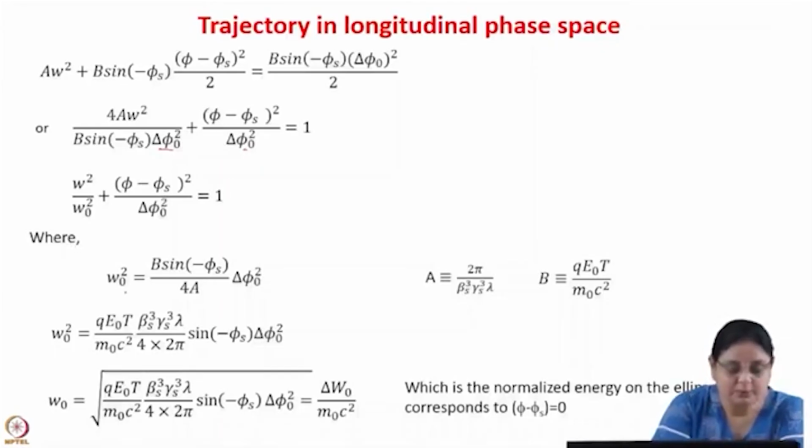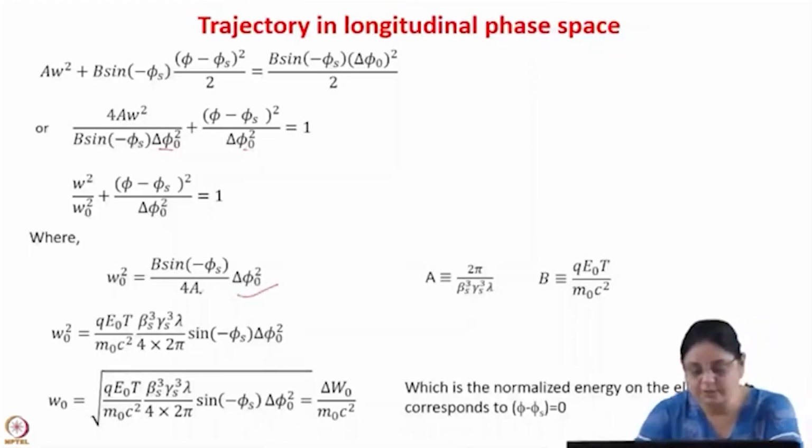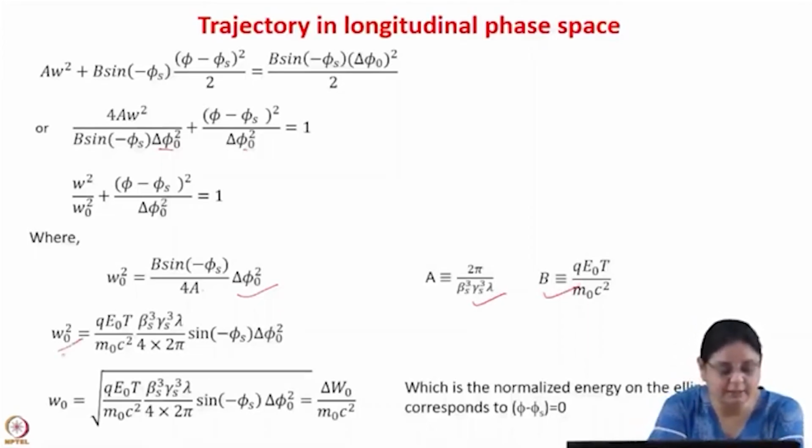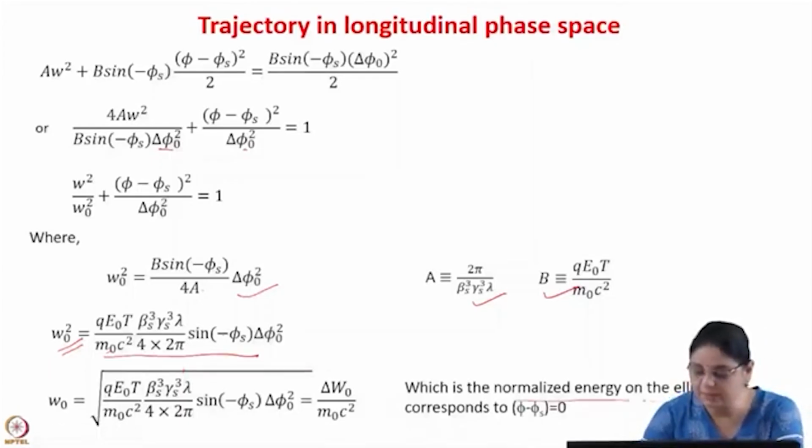Where now w0 can be calculated from this expression here. It is in terms of A and B, which are constants. Again we can put in the values of A and B here, and we get w0 square. So this is the value of w0 square, and from here we can take the square root of this and we get the value of w0. So this is the normalized energy on the ellipse that corresponds to phi is equal to phi s.